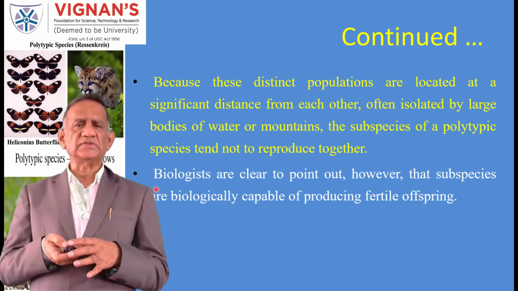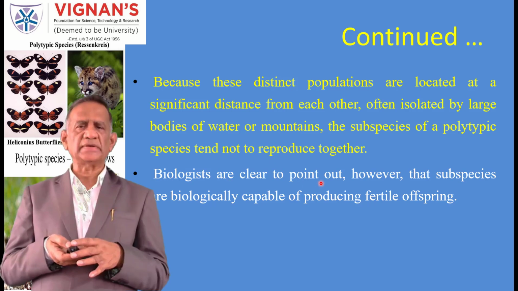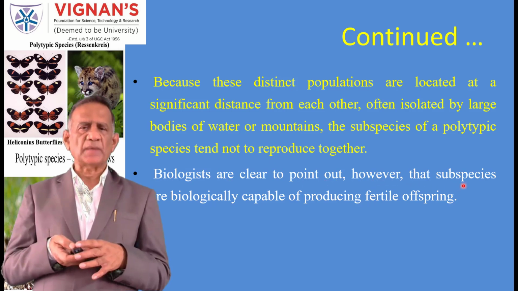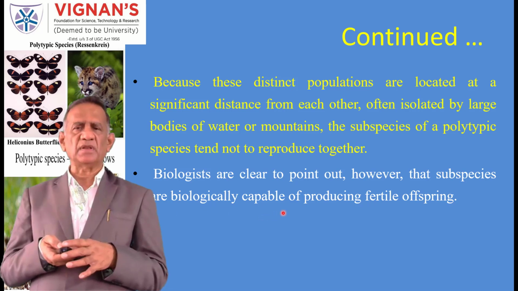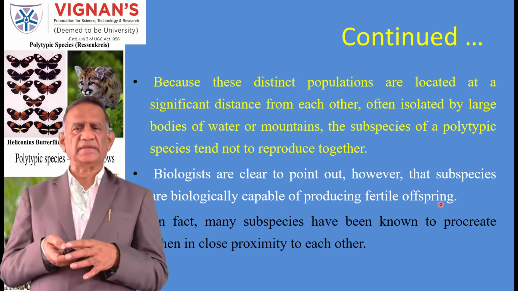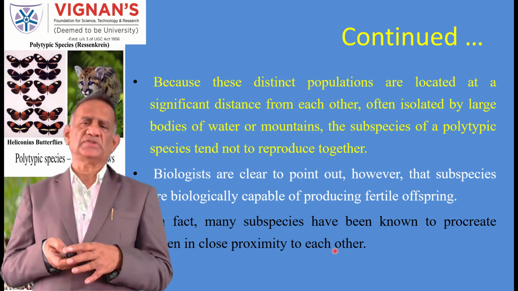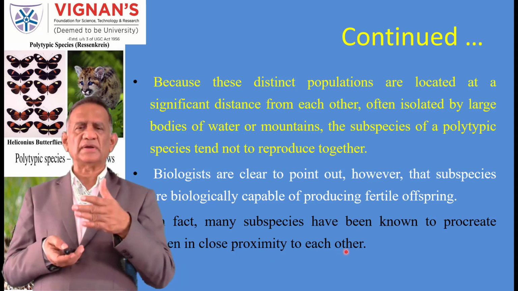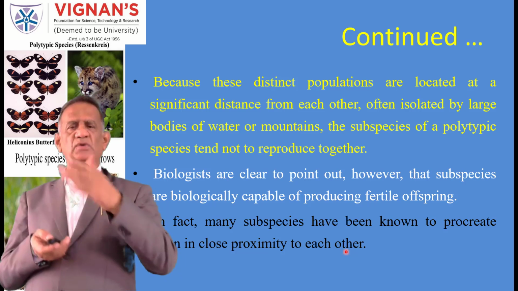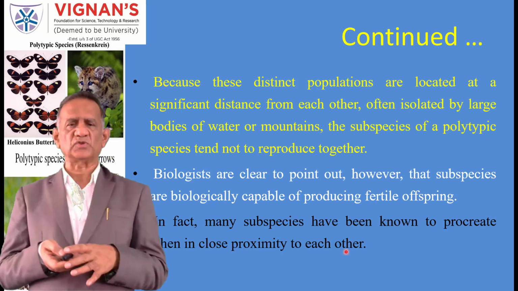So biologists are clear to point out, however, that subspecies are biologically capable of producing fertile offspring. In fact, many subspecies have been known to procreate when in close proximity to each other. At that time, we are going to generate a cryptic species. We are not going to speak about that now.